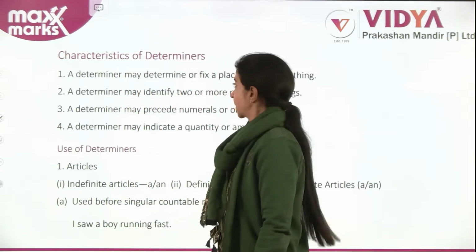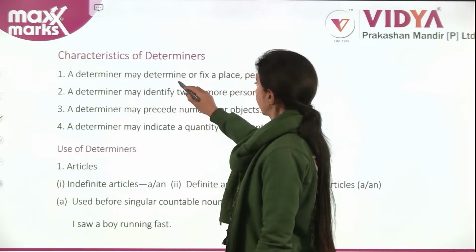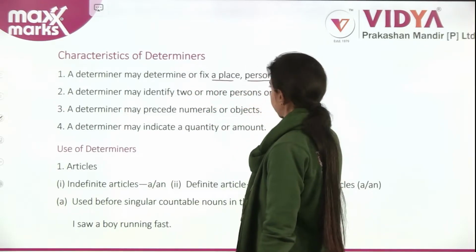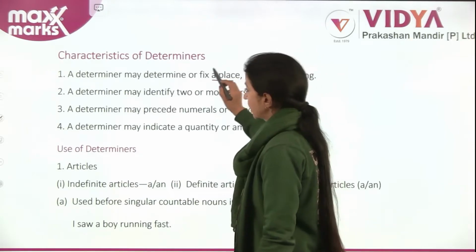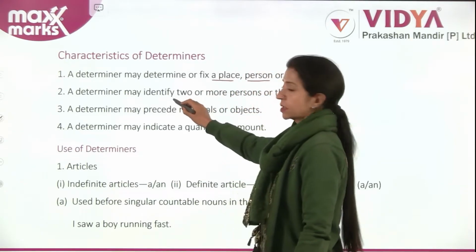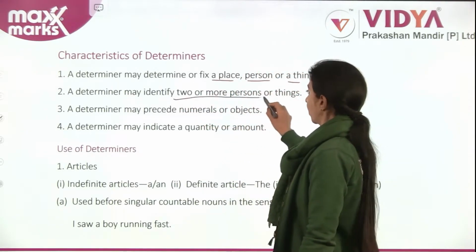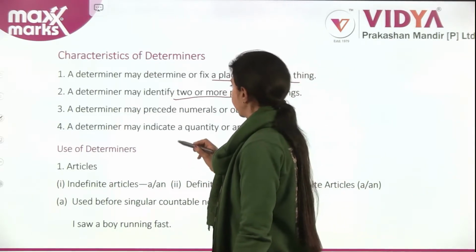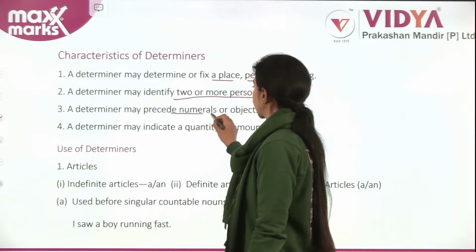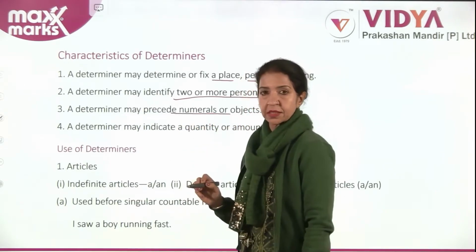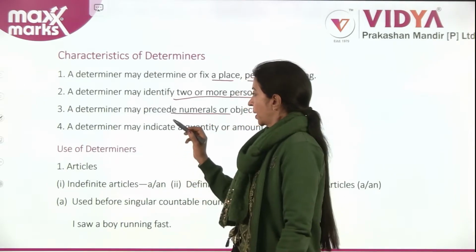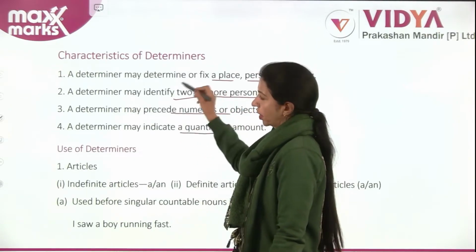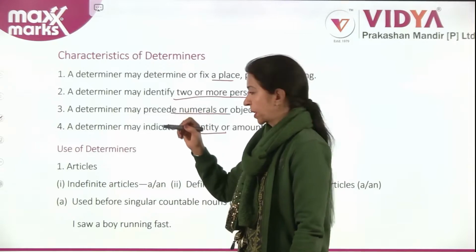Characteristics of determiners. A determiner may determine or fix a place, person or a thing. A determiner may identify two or more persons or things. A determiner may precede numerals or objects. A determiner may indicate a quantity or amount. So, a lot of roles are played by determiners.